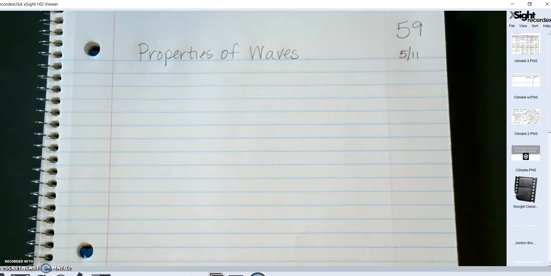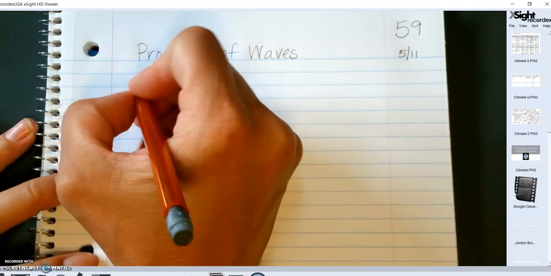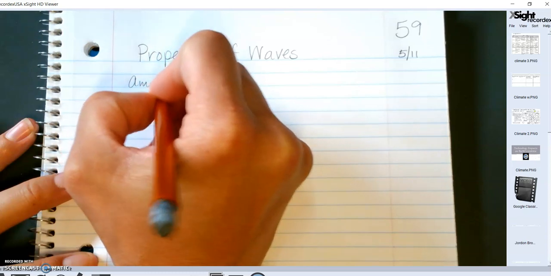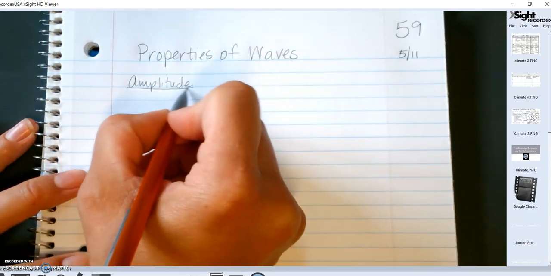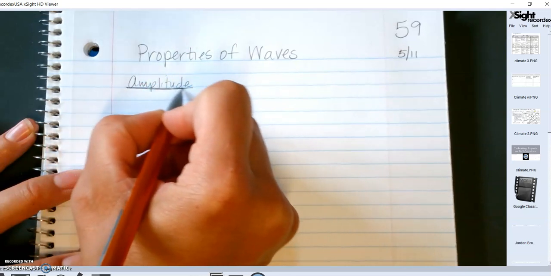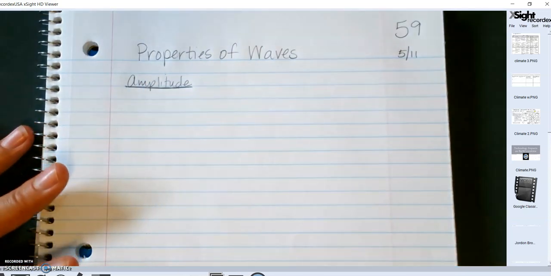Okay, so this section is going to be the properties of waves. We're going to talk about all the properties and then how to solve for those using the algebra. So the first main property is just going to be amplitude. Amplitude's a pretty basic measurement of a wave, so there's nothing to really solve except for actually measuring.